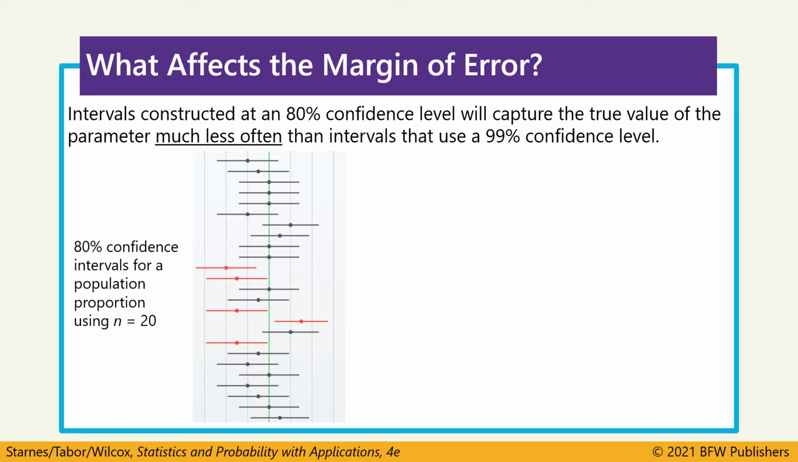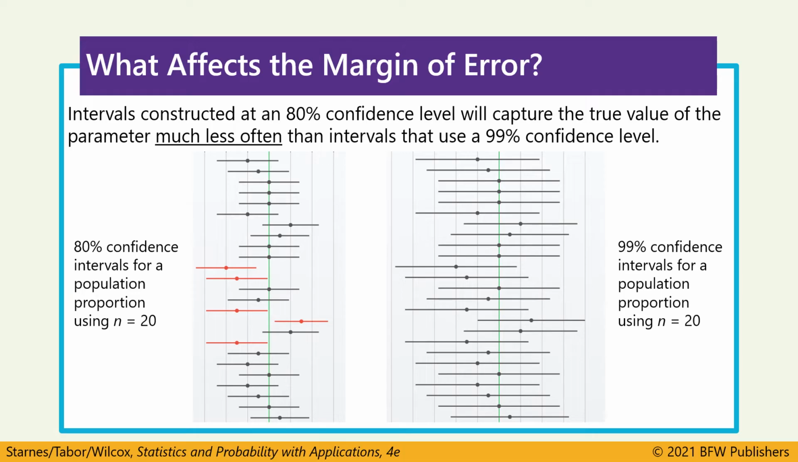For an 80% confidence level, we're going to capture that true population parameter in 80% of the intervals, which means we're capturing it in about 8 out of 10, and we're missing it in about 2 out of 10. If we up that confidence to 99%, we're going to capture it in 99 out of every 100 intervals we create, right? Mostly because it's so much wider of an interval. Note that all of these p-hats, these dots, are in the same place. Okay, it's only the width of the interval that's changing, and that's determined by that confidence level.